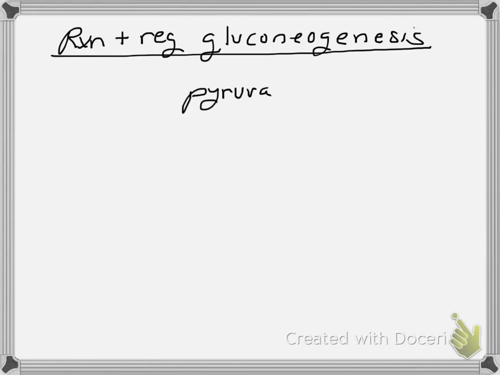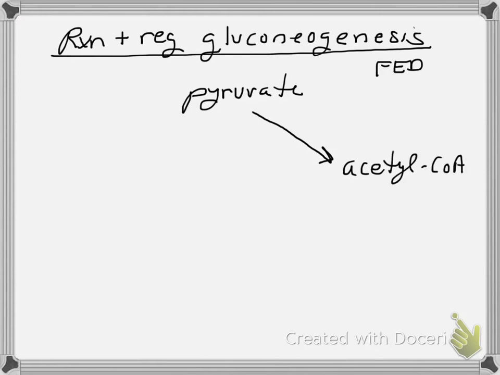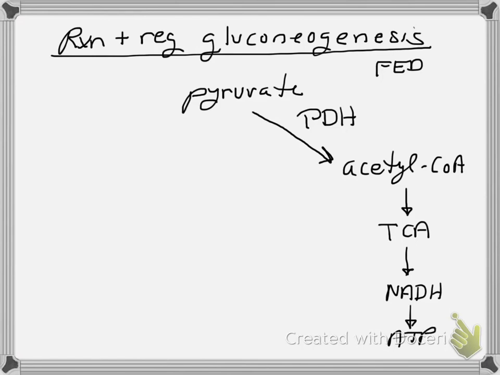reaction. So what we've seen before is in the fed state, pyruvate enters the mitochondria and is converted to acetyl-CoA by pyruvate dehydrogenase enzyme. The acetyl-CoA then enters the TCA cycle, producing NADH, which will go on to support ATP synthesis. So this is in the fed state.